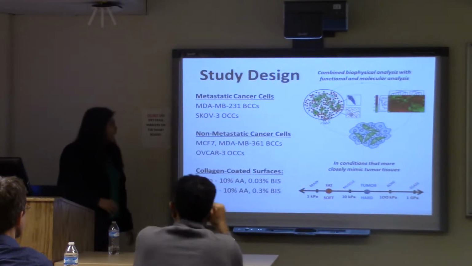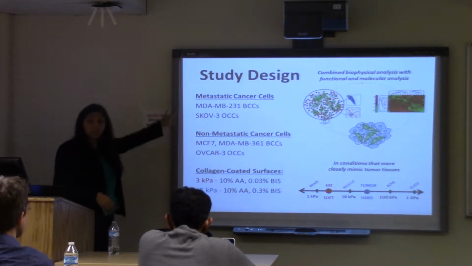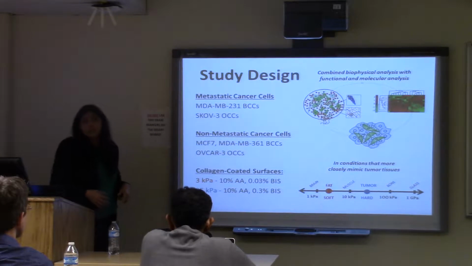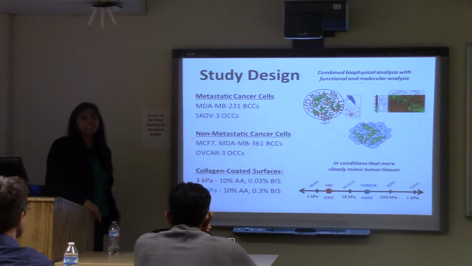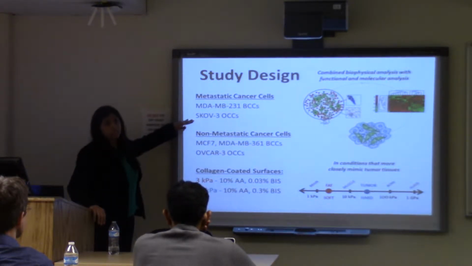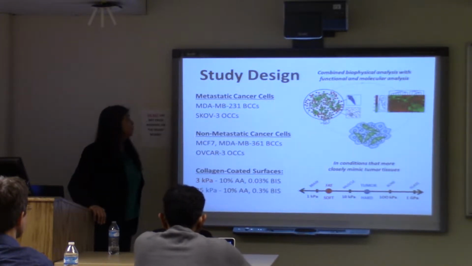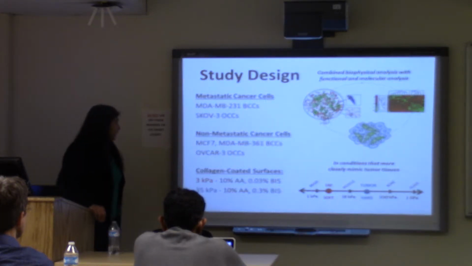And so we use several different cancer cell models for these studies. We use 2 metastatic cancer cell lines, including MDA MB231. If you do any work with cancer models, you probably have heard of MDA MB231. It's a very common metastatic breast cancer cell model. And then SKOV3, which is a metastatic ovarian cancer cell line. This is a serous ovarian cancer, which is one of the most metastatic types of ovarian cancer. And so it is a highly invasive type of ovarian cancer cell.